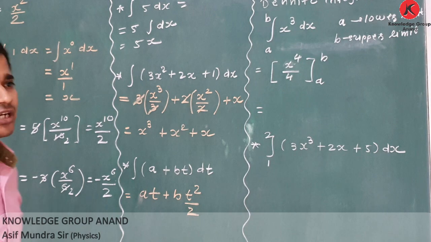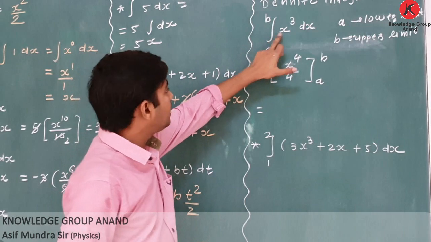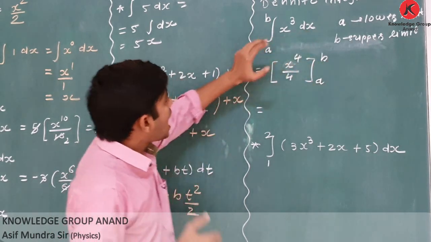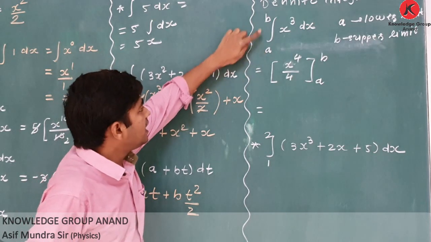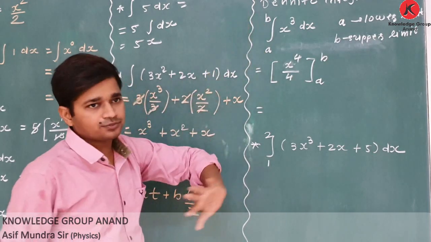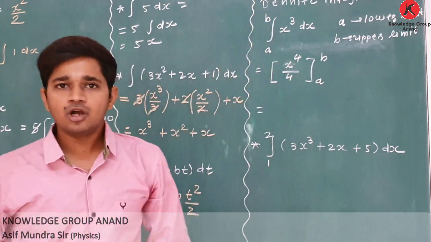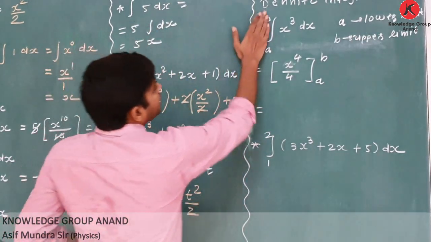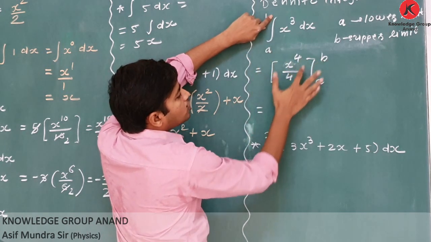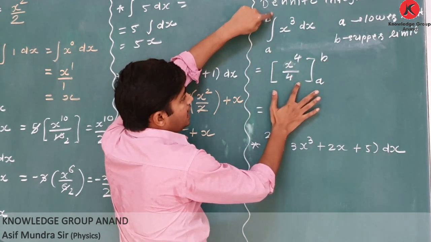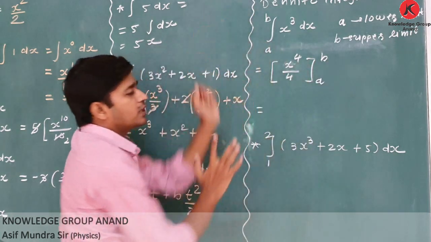What is definite integral? Here, for example, we have integration x cube dx. How to write definite integral? A is called lower limit and b is called upper limit. Now integration x cube dx, you know what is its answer? It is x raised to 4 upon 4. You have to write in square bracket, and upper limit and lower limit you have to write like this.